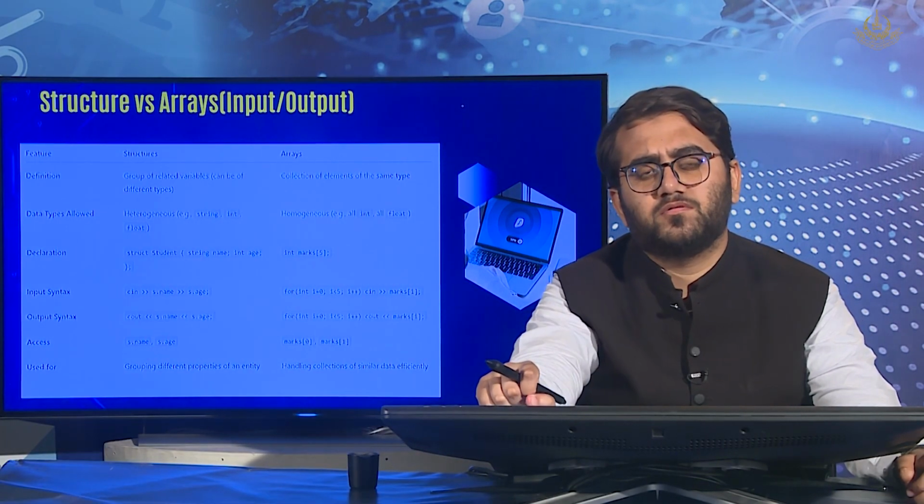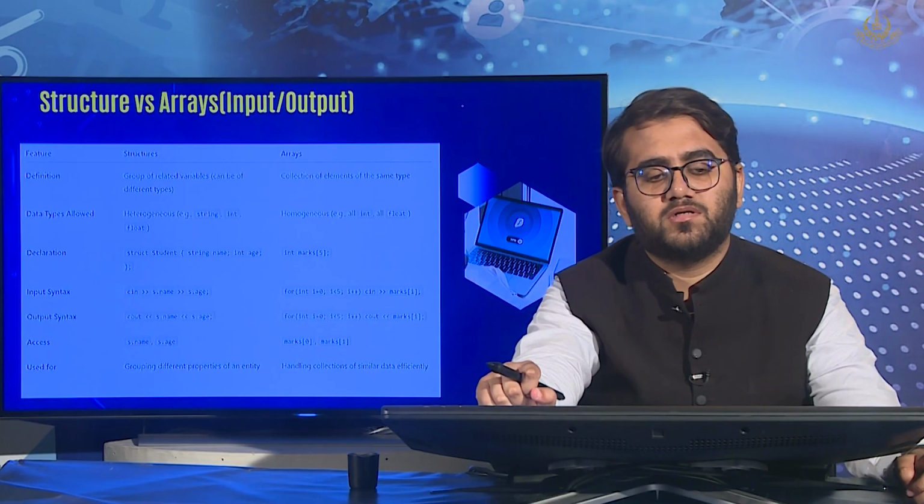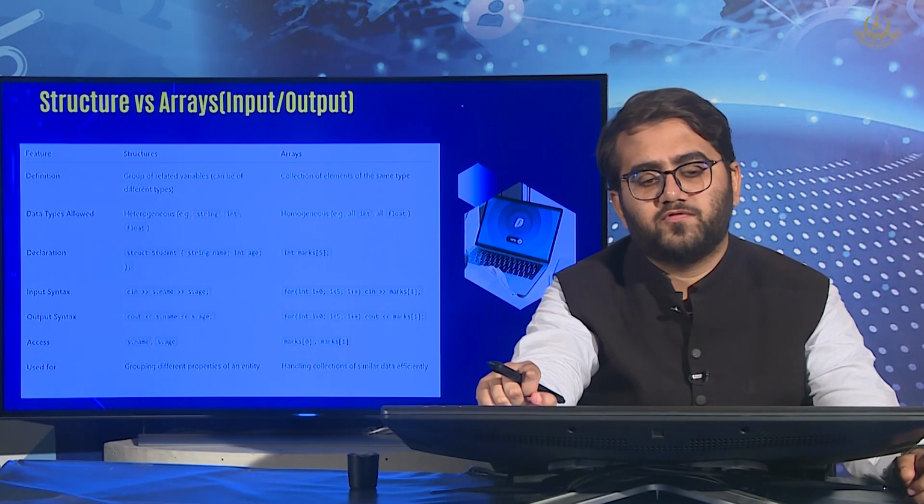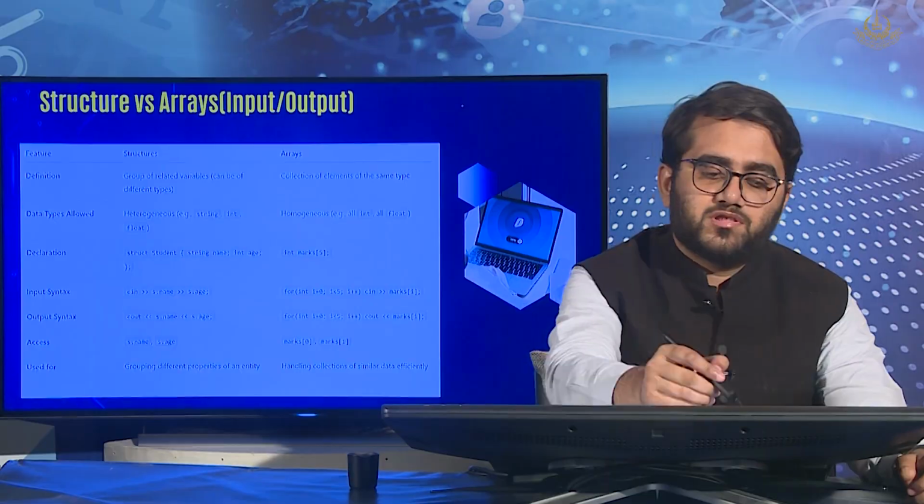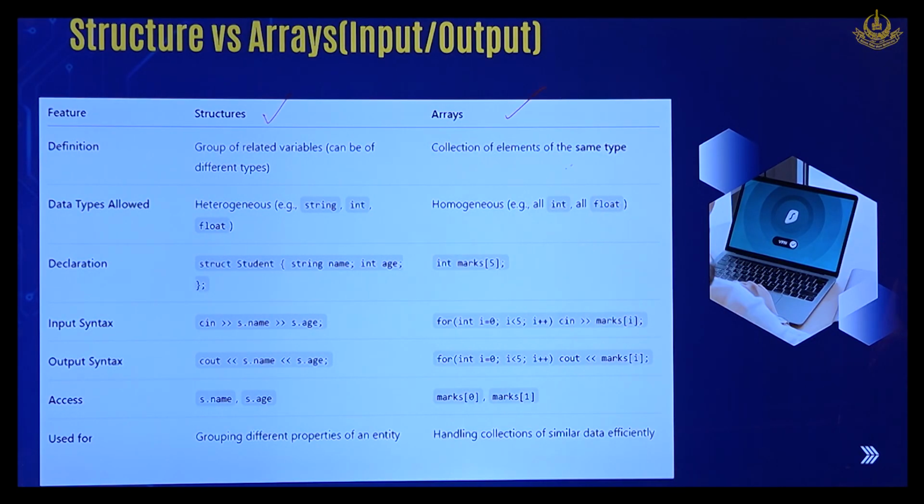Okay, so lastly we do have to understand the differences between input and output for structures and arrays. What are structures? Let's just go over that. We have related variables of different types in structures, and related variables of the same type in arrays. Arrays are homogeneous, they are all the same. Structures are heterogeneous, they are not the same.